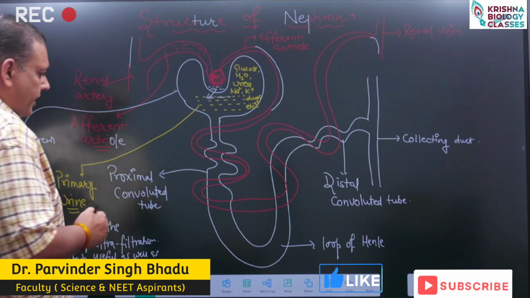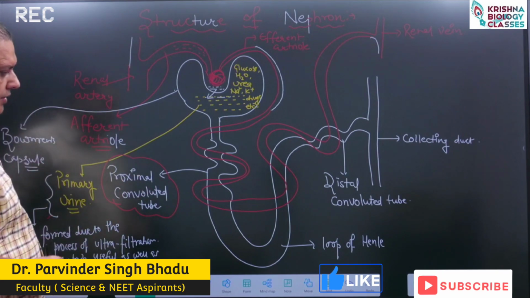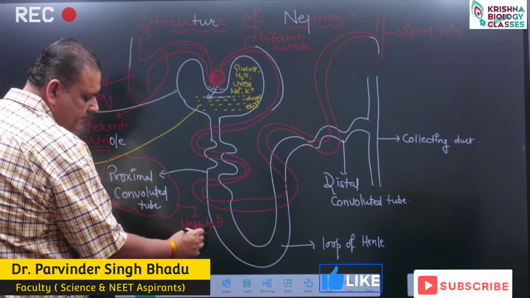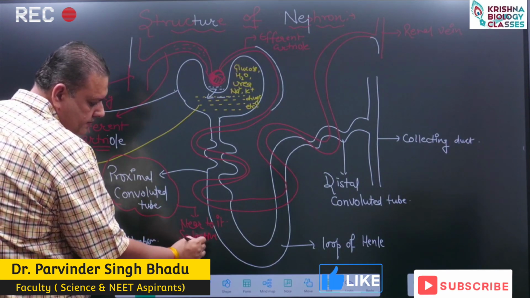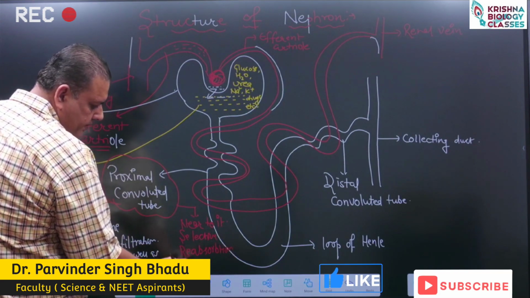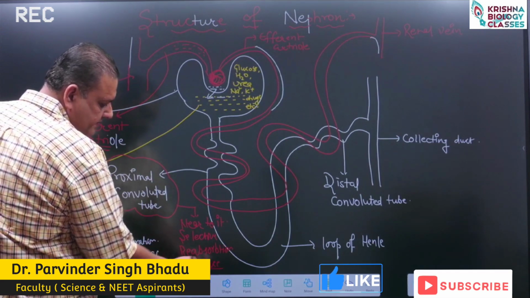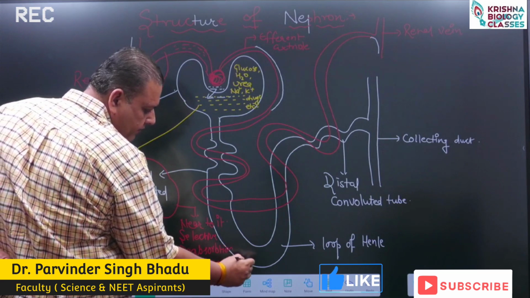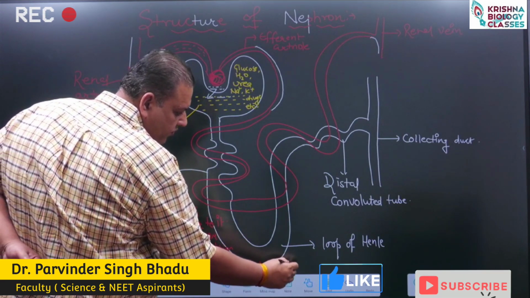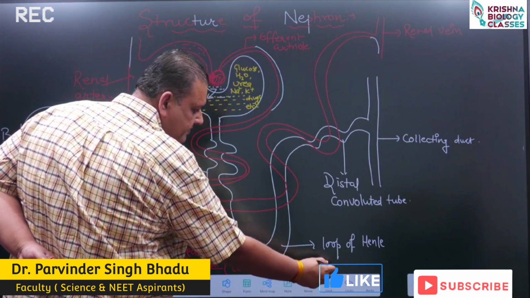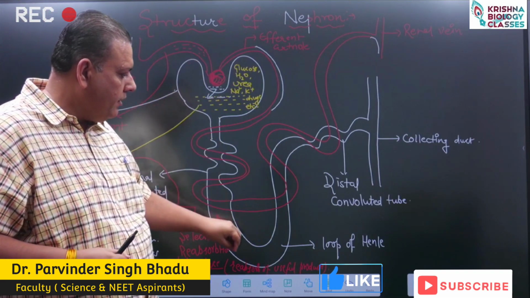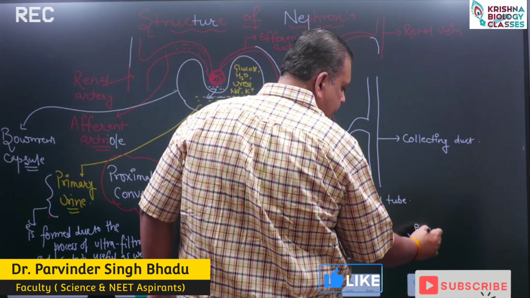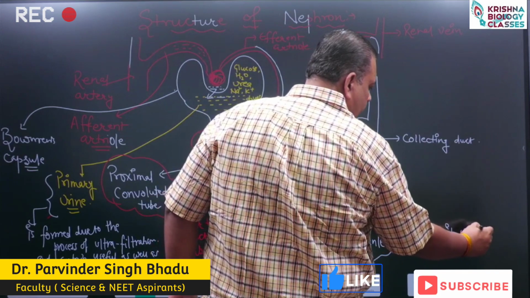The second process used to take place near to the proximal convoluted tube. Near to it, selective reabsorption takes place. What exactly is it? Reabsorbing of useful product. Reabsorb of useful products. Now, the filtrate or primary urine will move further on, will enter into the loop of Henle. Inside it, water used to get absorbed.